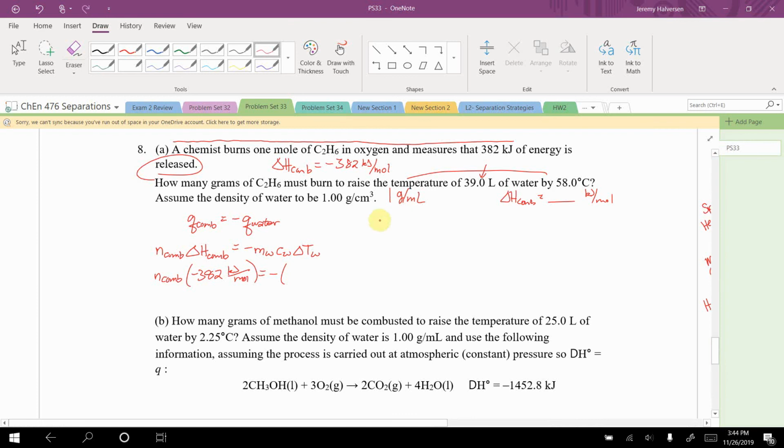So 39 liters, 1,000 milliliters in 1 liter, and then 1 gram in 1 milliliter. So that gives me 39,000 grams of water, 4.184 joules per gram degrees Celsius. Change in temperature, I'm raising the temperature by 58 degrees Celsius, so it's going to be a positive 58. The only problem right here is my left side of my equation is kilojoules, the right is joules, so let me just change that. I know that there's 1,000 joules in 1 kilojoule.